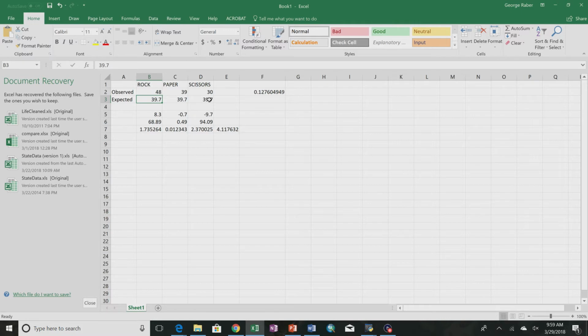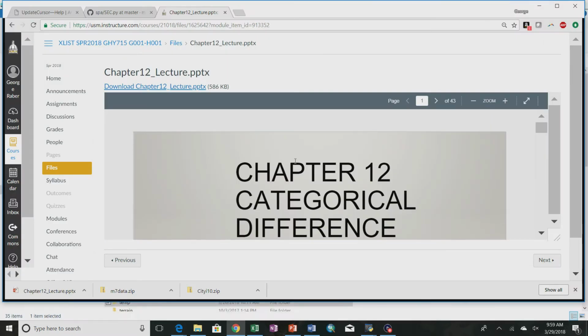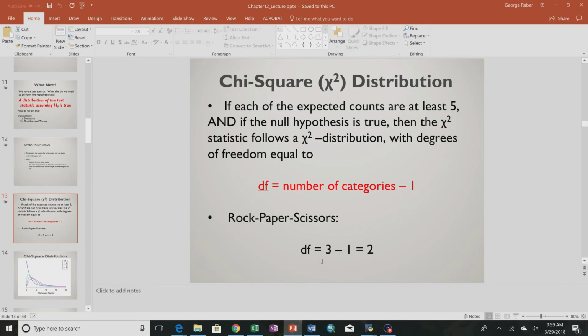All right. So that's a simple example. So let's look and see. Let's try to do some other, a little bit more practical examples of the chi-square distribution.